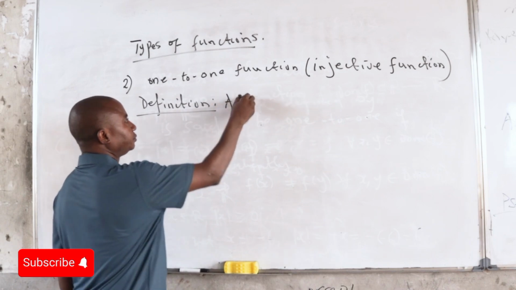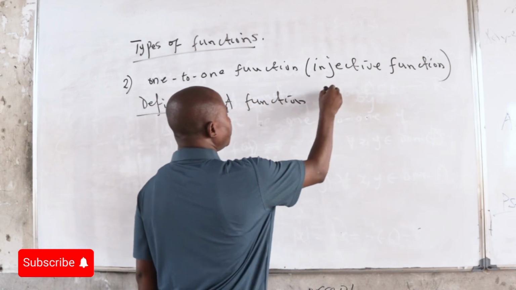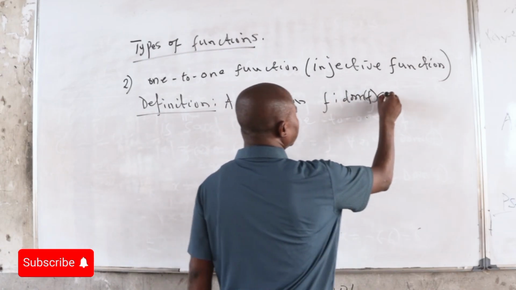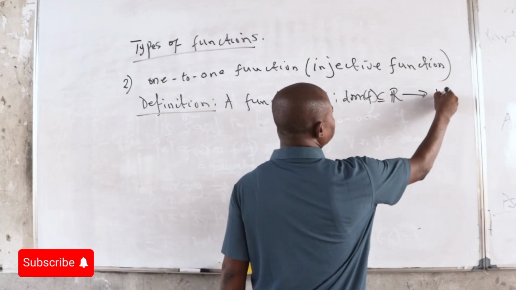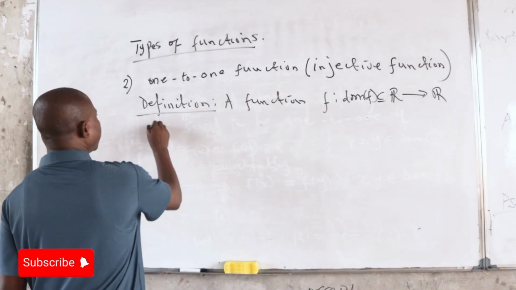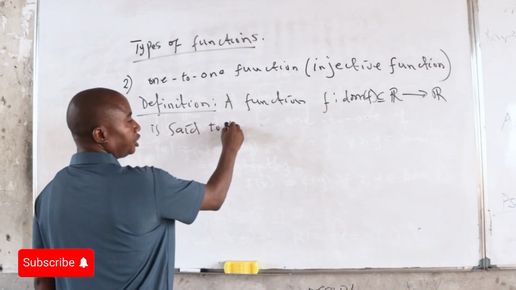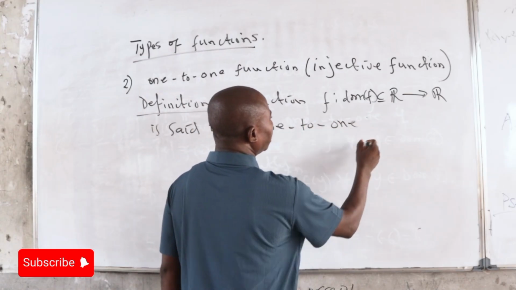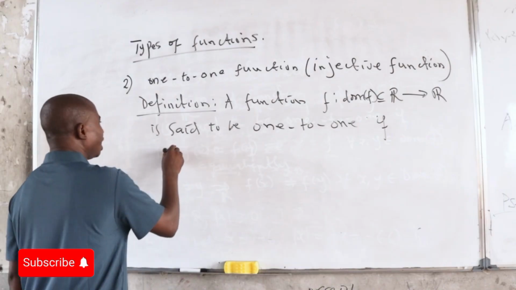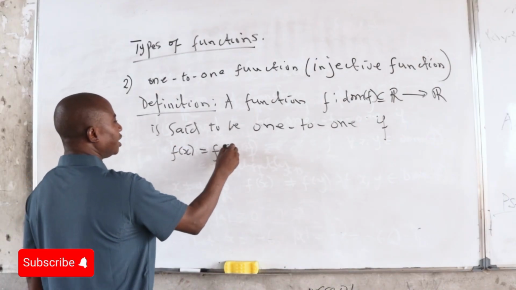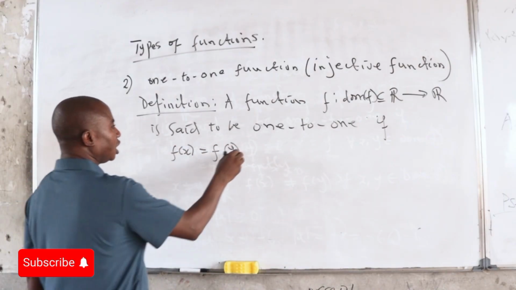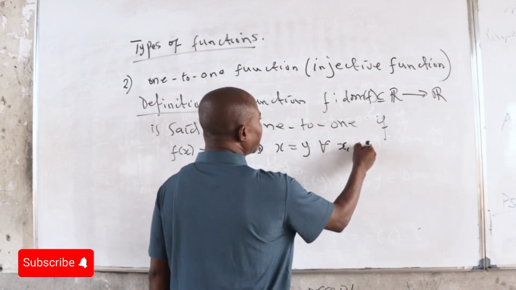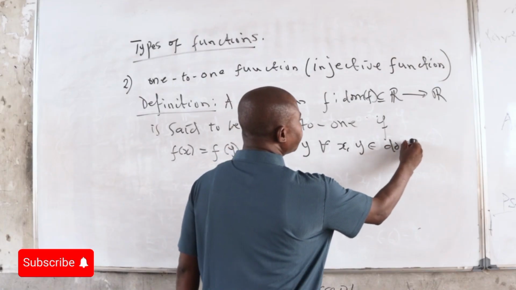A function f, which we define on the domain of f, a proper subset or the whole of R, into R, is said to be one-to-one if f at x equals f at y implies that x is equal to y for all x and y in the domain of f.